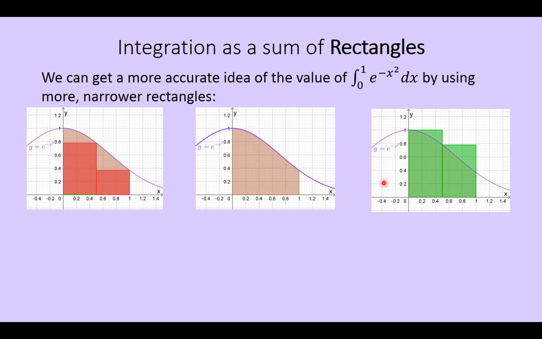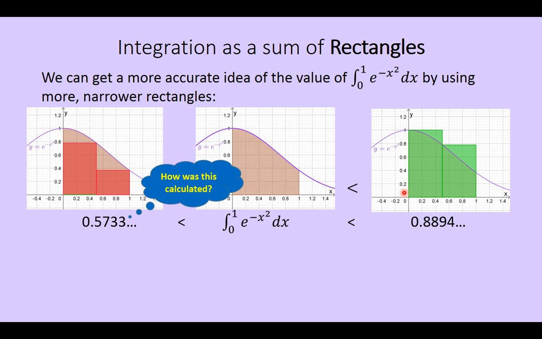Similarly, if we have two rectangles, this time lying just above the curve, that's going to give us a better idea than that one really wide rectangle that we had before. We know that we should get a tighter range of values this time, and indeed we do. Let's see how we calculate those values.